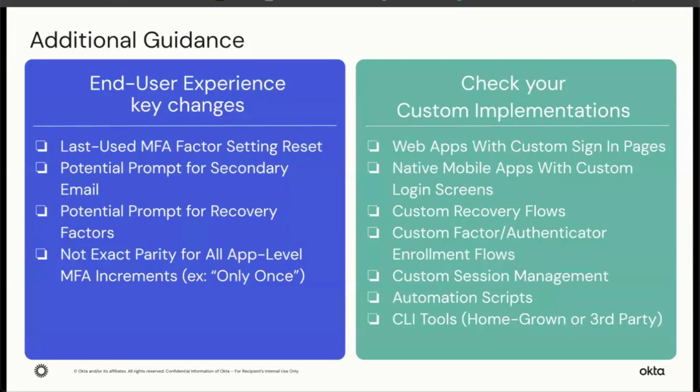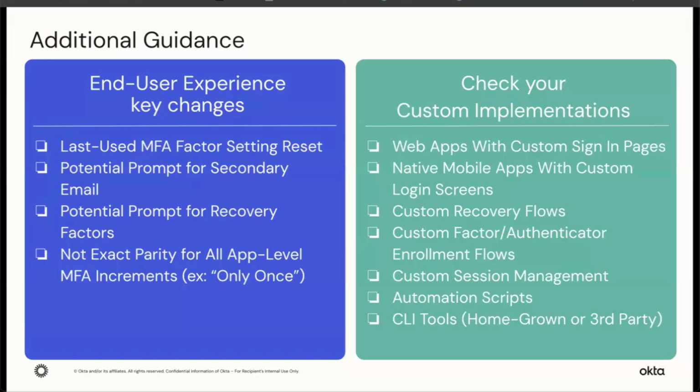Now I'm not going to cover all those points, but these are additional guidance from what we have heard along the process of helping a large number of our customers, more than 8,000 so far, upgrade to OIE. There are a few changes in the end user experience, so you might want to ping your end users about that. For instance, the last used MFA factor setting, which is actually pretty convenient, but you can hide other factors in some cases. So review those, and you might want to write a little note for your end users about some of the end user changes.